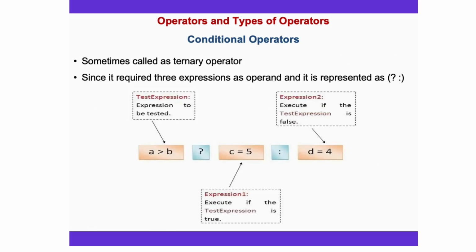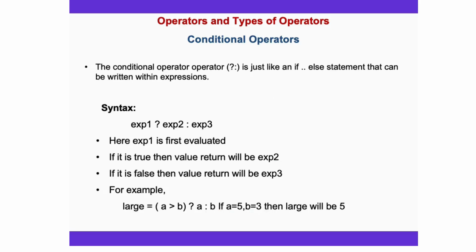Next we are going to see about conditional operators. The conditional operator is sometimes called the ternary operator, since it requires 3 expressions as operands, and it is represented as a question mark followed by a colon. Here we are showing one example: a greater than b is the test expression, followed by a question mark. Then c is equal to 5 is expression 1, followed by a colon. d is equal to 4 is expression 2. We can see the example in the next slide.